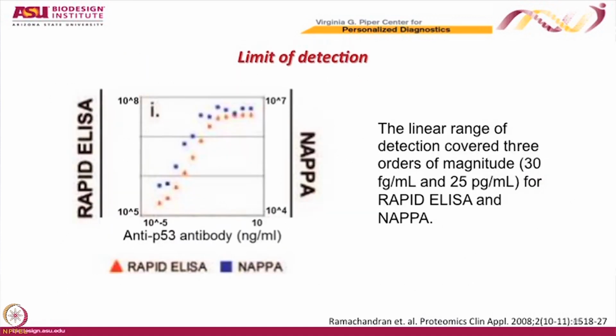We've also spent a little bit of time looking at our detection limit. That's what's shown here using a purified amount of anti-p53 antibody. The assay is linear from 30 femtograms to 25 picograms per mL. That gives you some sense of the range where we can operate very sensitively.